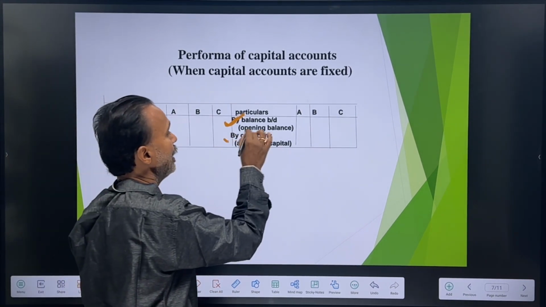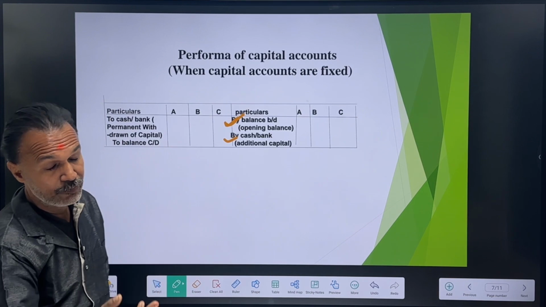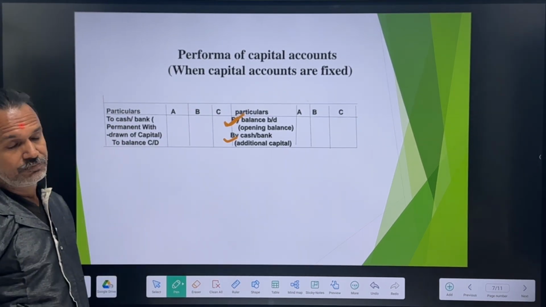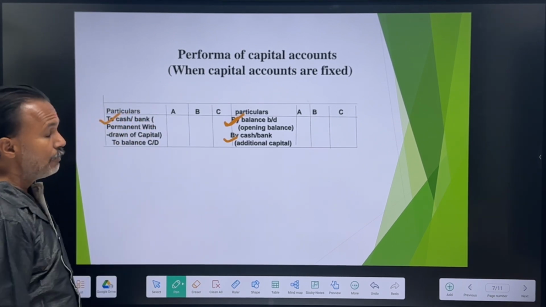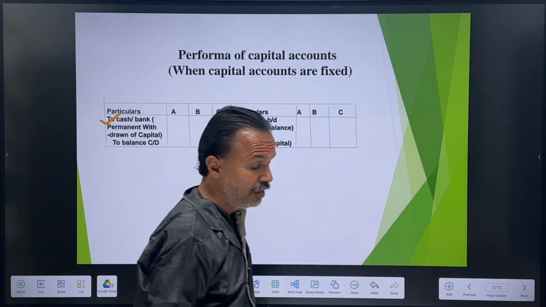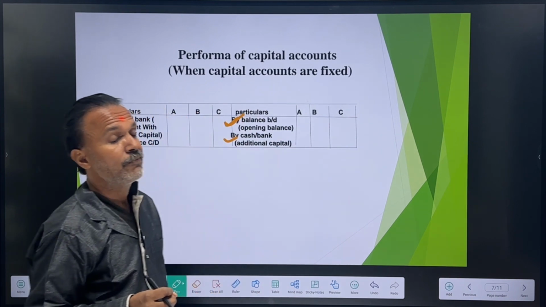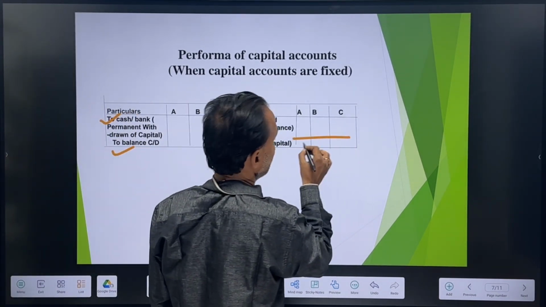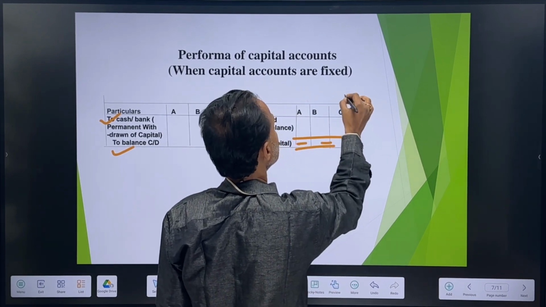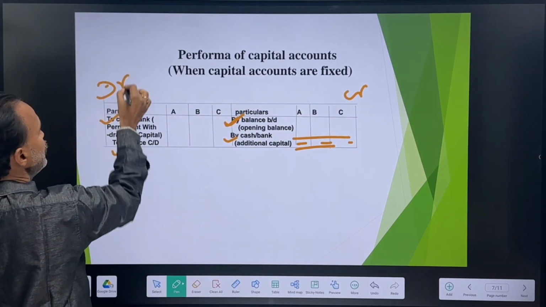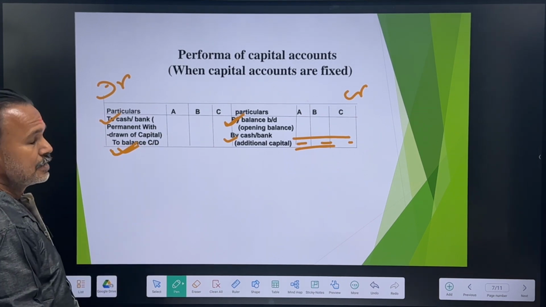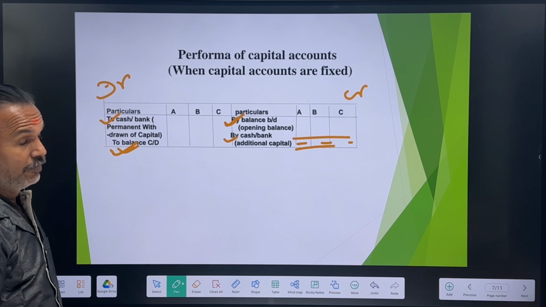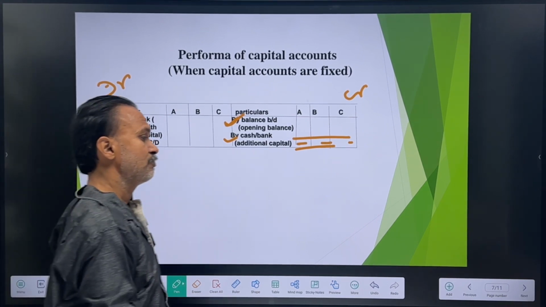By cash or bank means additional capital brought by any partner or all the partners. To cash or bank means permanent withdrawal of capital from the firm by partners. Or to balance CD, this is the difference of credit and debit. This is credit and this is debit. The difference of these two is called to balance CD. This is the format of partners capital account when capital account is fixed.